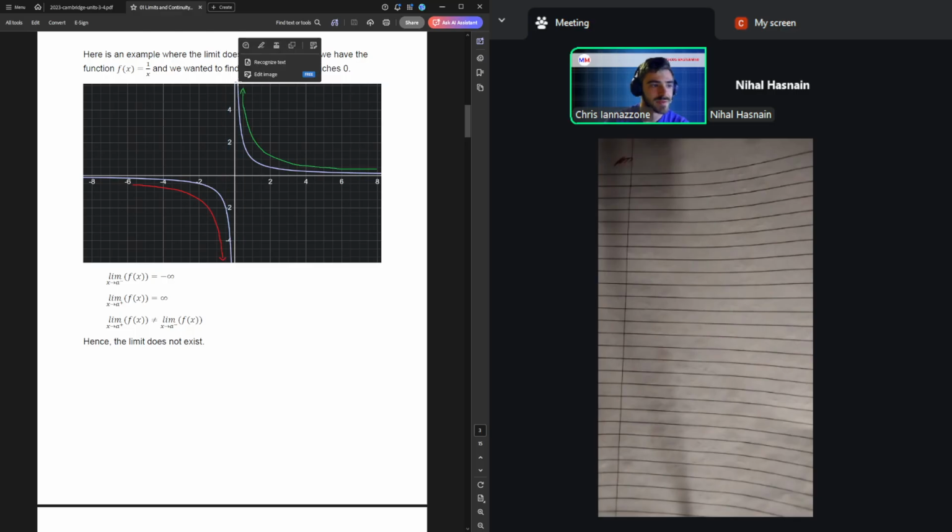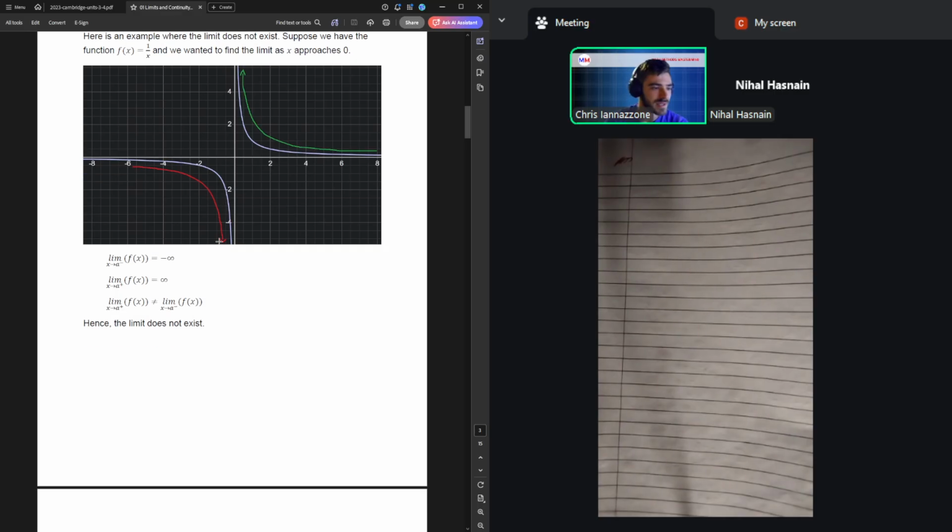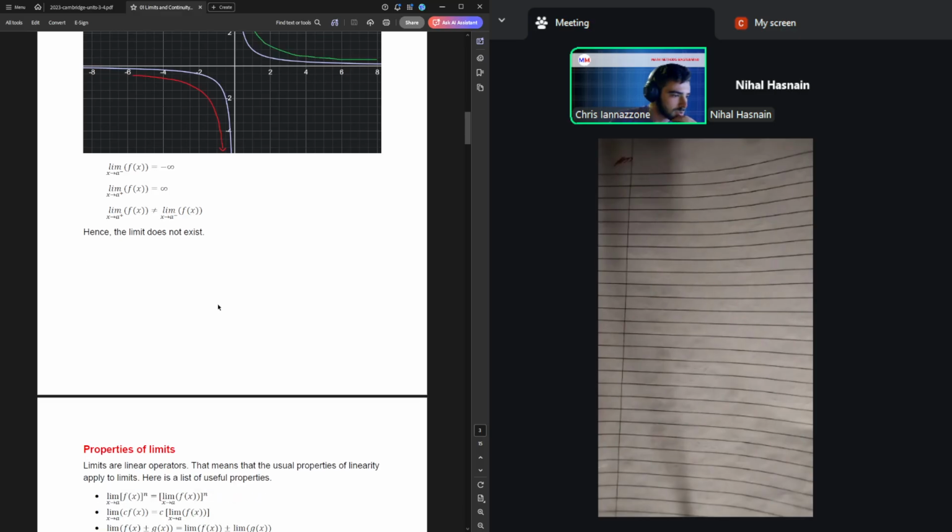Specifically, usually in the case of asymptotes, because they'll tend to go towards infinities, even if they are either divergent, going away from each other, or convergent. If they ever approach a certain infinity, we still consider the limit not to exist.